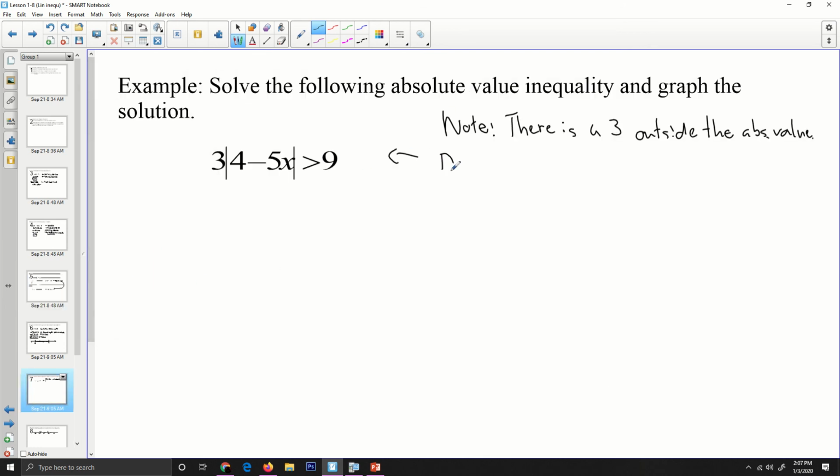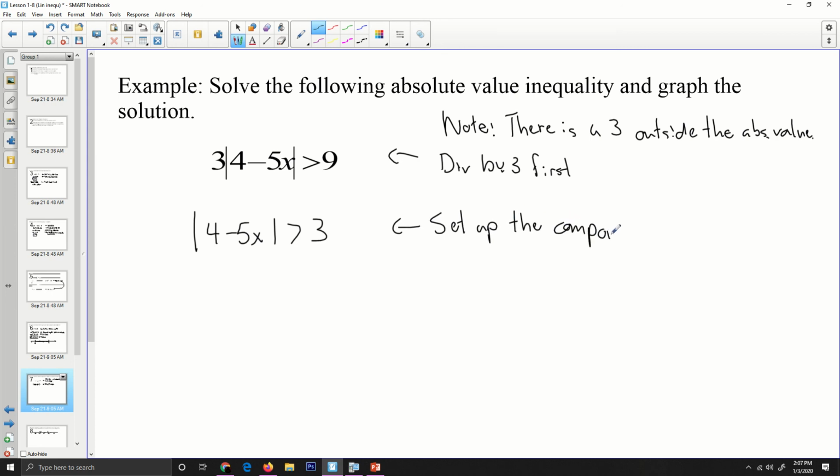All right, so we're going to divide by 3 first. So when I divide the left-hand side by 3, the 3 will cancel, and then 9 divided by 3 is going to give me the absolute value of 4 minus 5x is greater than 3. All right, and now I'm going to set up the compound inequality.